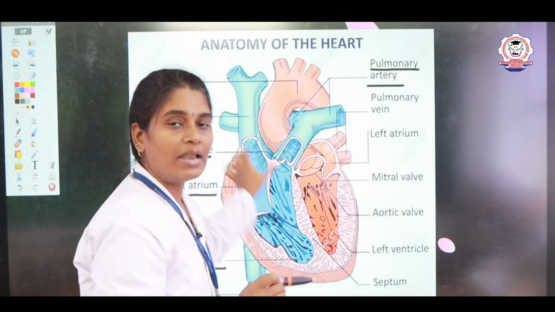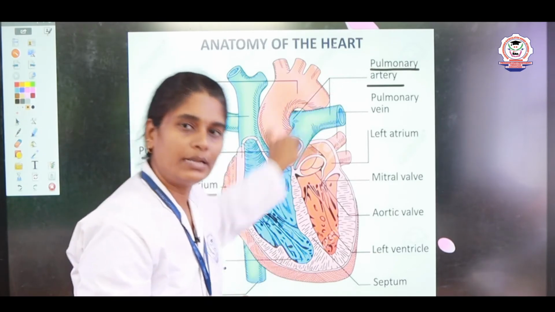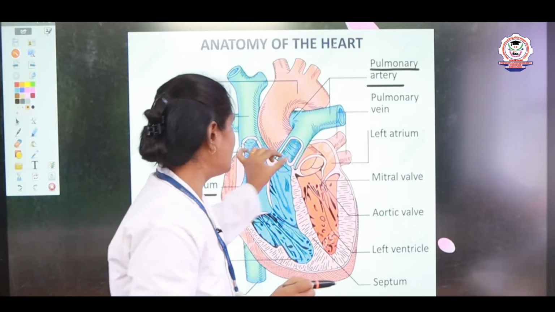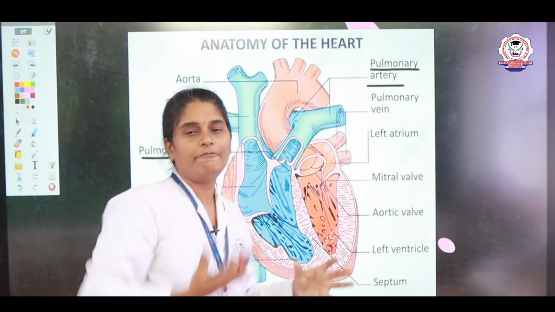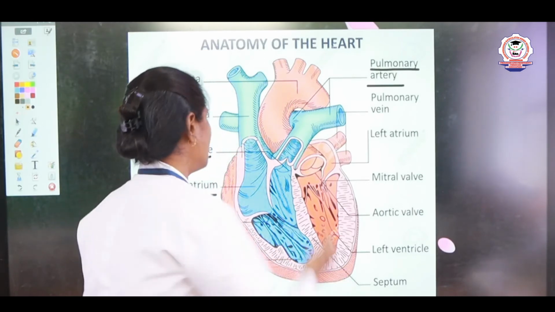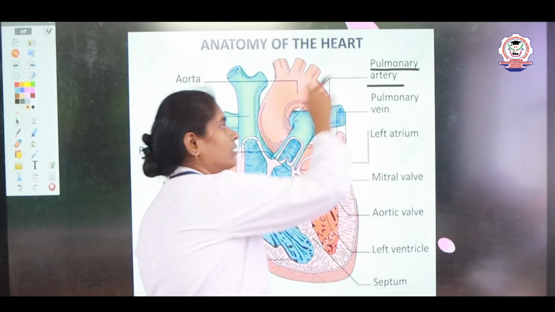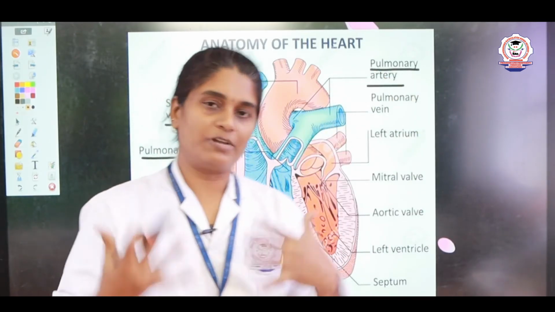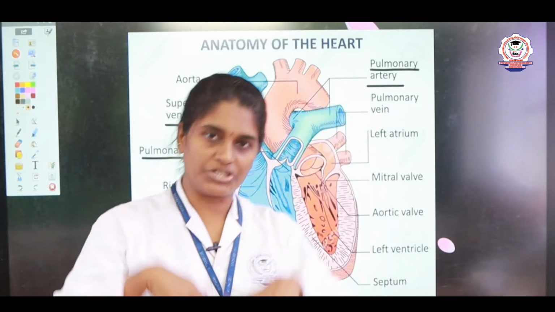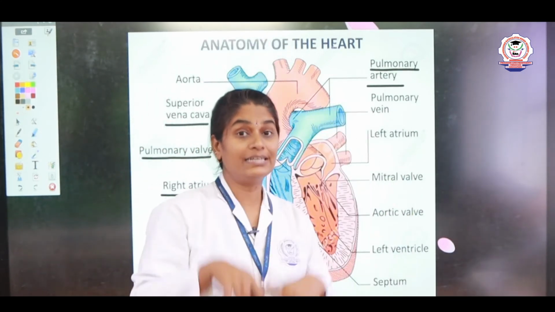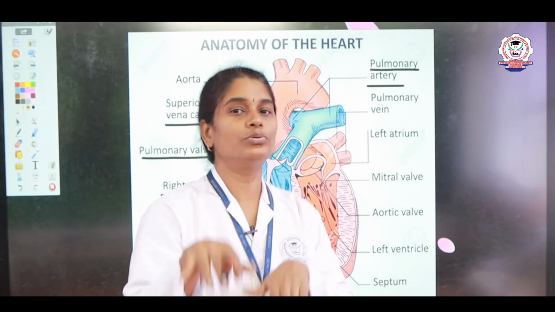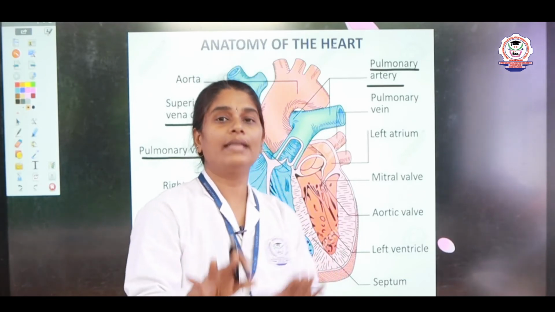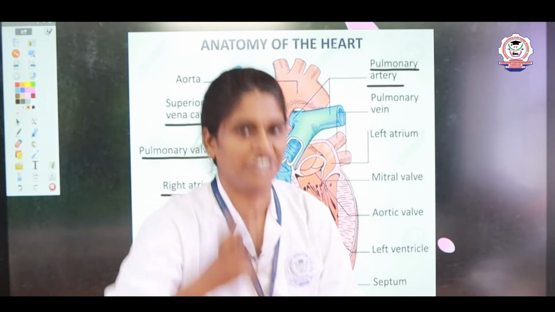So, the pulmonary valve is present inside the pulmonary artery. The pulmonary valve also prevents the backflow of blood. Once the deoxygenated blood goes into the lungs, with the help of the respiration process we take in oxygen, right. The oxygen enters into the blood through the alveoli and thereby the blood is oxygenated.